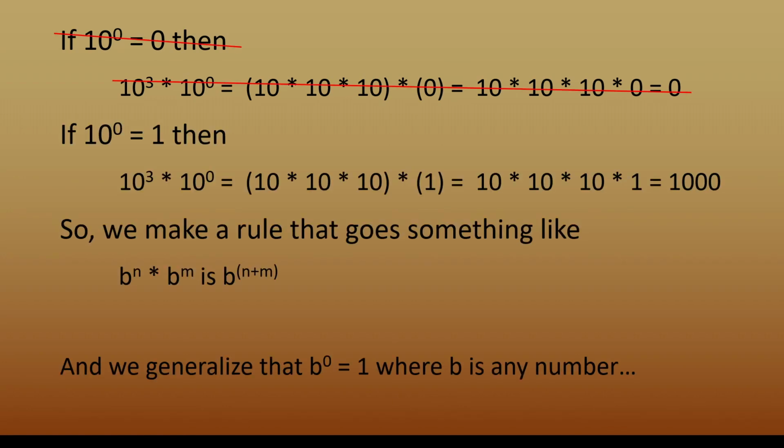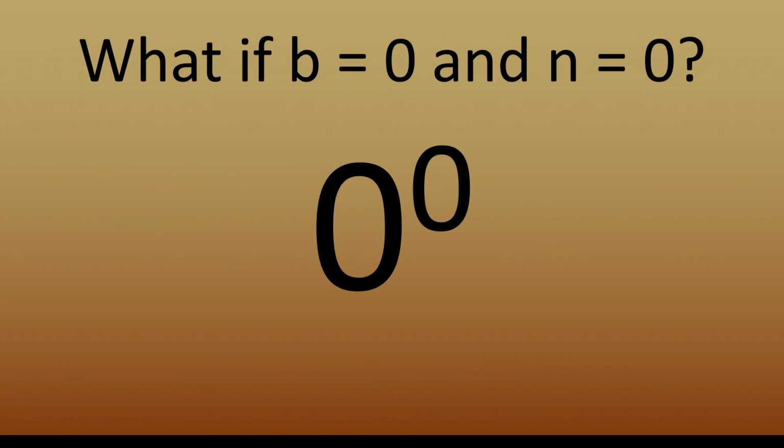That way, 10 to the power of 3 times 10 to the power of 0 is equal to 10 times 10 times 10 times 1, which is equal to 1,000. So we make a rule that goes something like b to the n times b to the m is equal to b to the n plus m. Nice. And we generalize that b to the 0 is 1 where b is any number. Then what about 0 to the power of 0? Should this be 1? 0 times anything is 0.